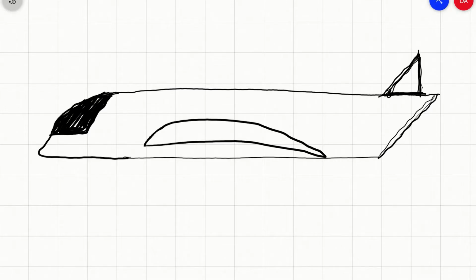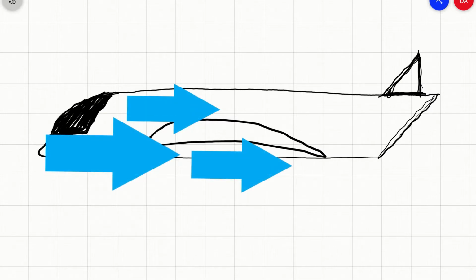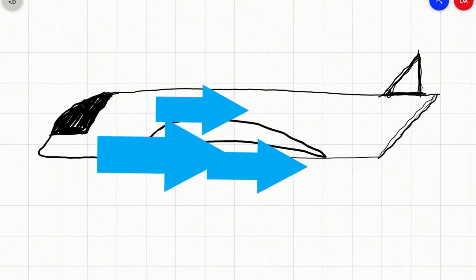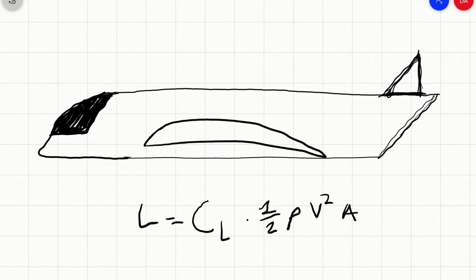An airplane wing, or any other type of airfoil, produces lift by having air pass through it. The more air a wing encounters at a time, or the faster the air moves through the wing, the more lift is generated. The equation that describes the lift a wing produces is the coefficient of lift, which just depends on the angle of attack and the shape of the wing, times 1/2 of the density of the air, which we call rho, times the velocity that the air is moving through the wing squared, times the area of the wing.